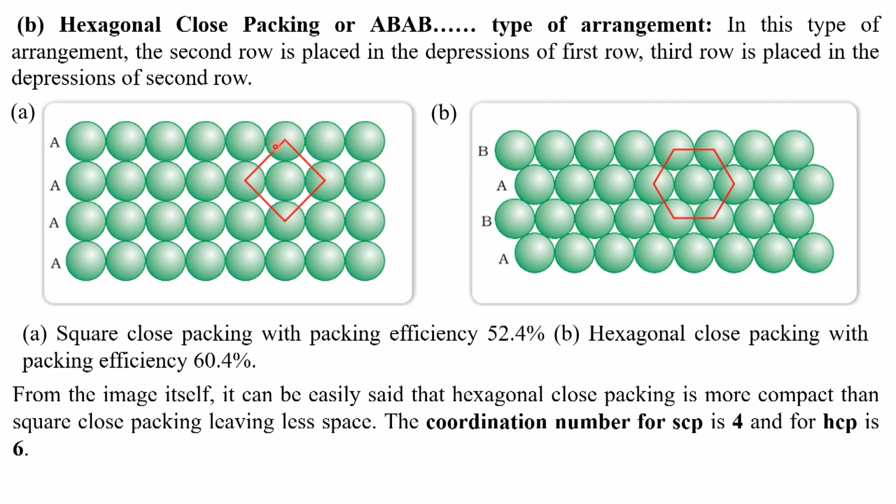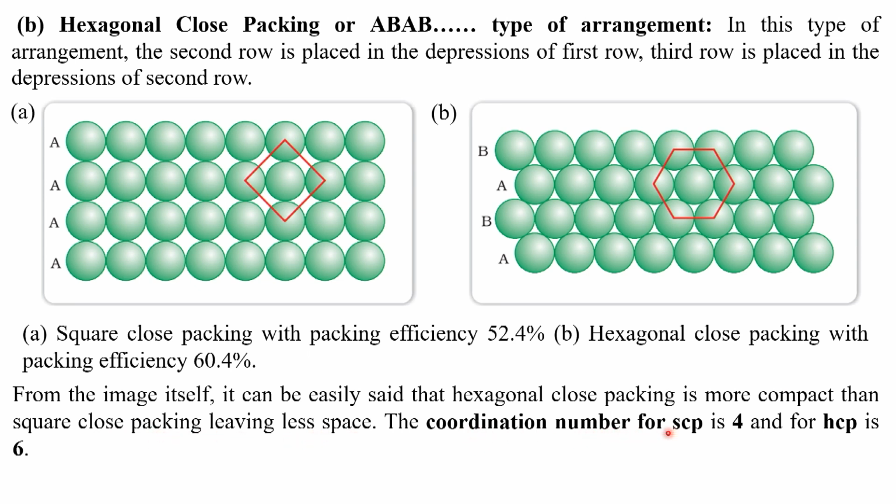Okay, square close packing. You can see a square here, you can see a hexagon here. Now, you can see the space between here is less compared to square close packing. So that's why the square close packing efficiency is 52.4%, whereas for hexagonal close packing the packing efficiency is 60.4%. So, from this image itself, it can be easily said that the hexagonal close packing is more compact than square close packing, leaving less space.